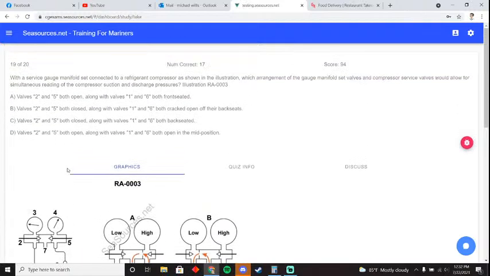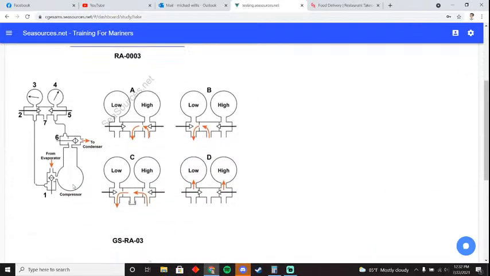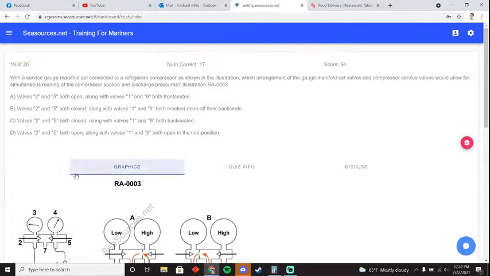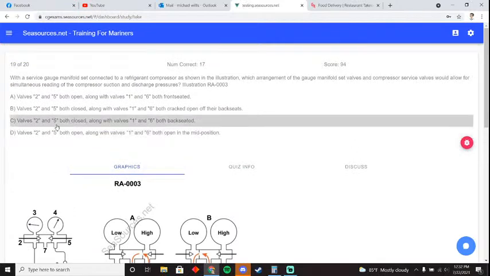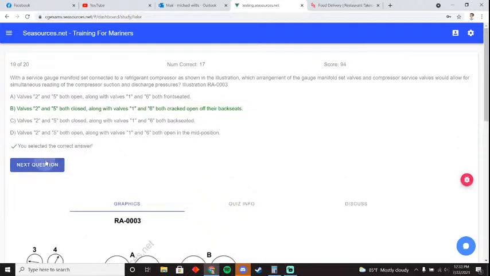And you have to unseat them so you can look, because this right here is your compressor. So you're going to be looking at the whole system. So 2 and 5 both closed, along with 1 and 6 cracked open off their back seats. That's the answer.